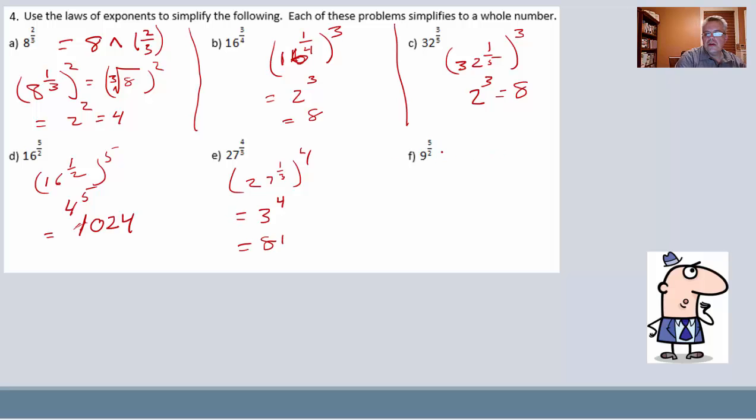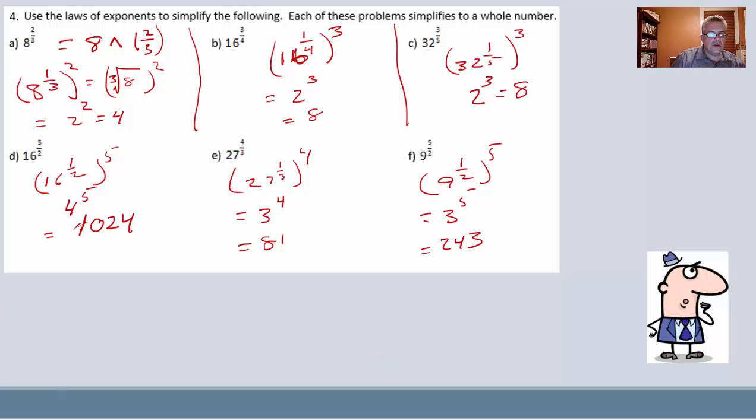All right, last one of these. So we're raising to the 5th power, and we're taking the square root. Let's take the square root first. So this is 9 to the 1/2 to the 5th. That's just the square root of 9, which is 3 to the 5th. And 3 to the 5th is 243.